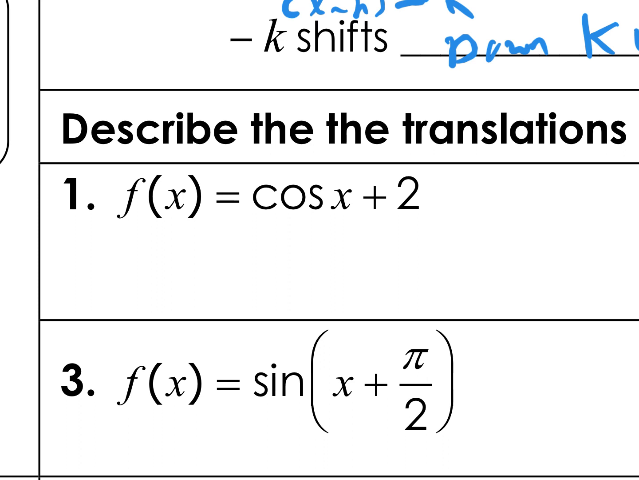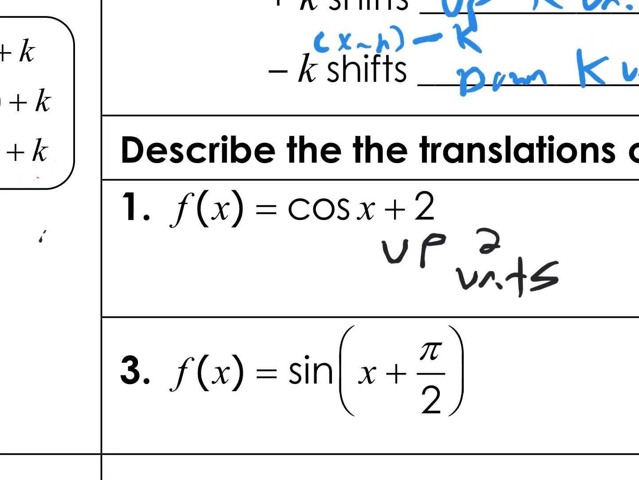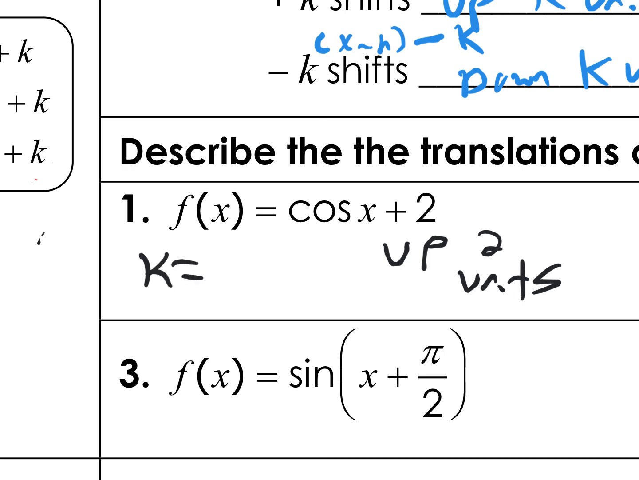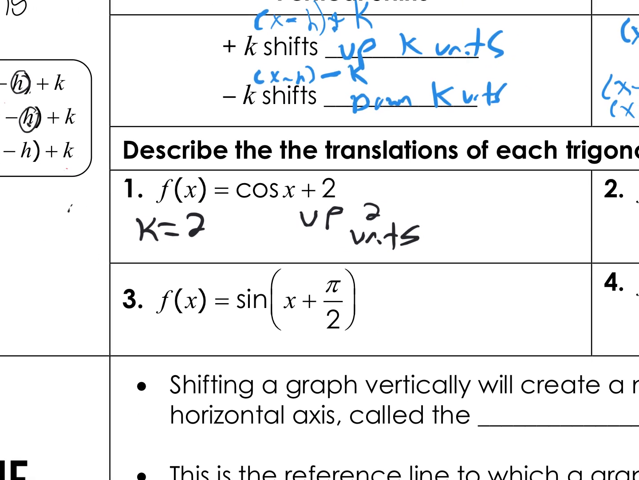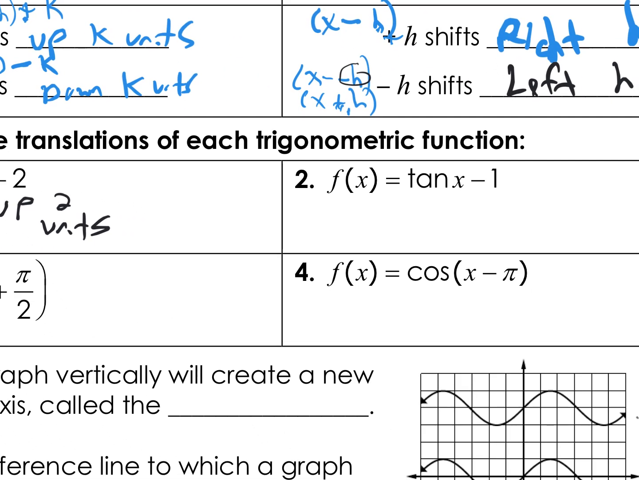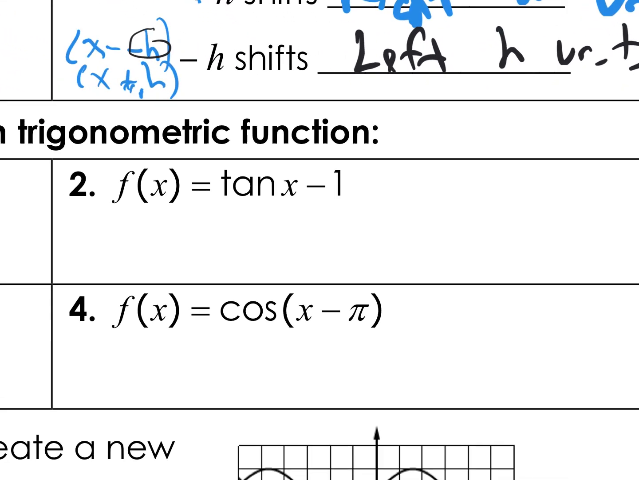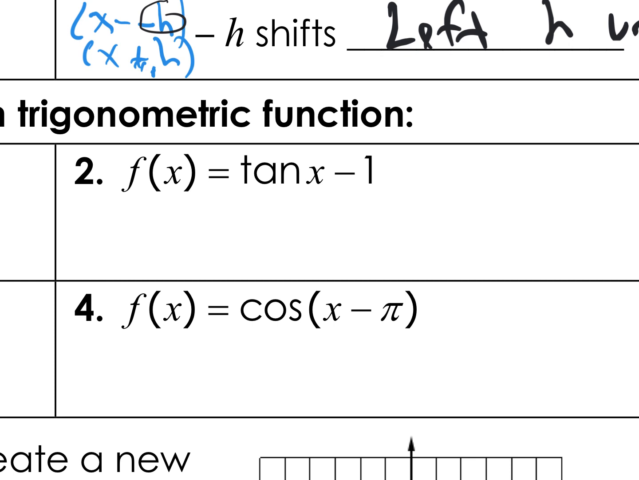That's it. I'm a genius. Up 2 units, because k is 2, right? Good job. Who was the genius? Caleb was? Shout out to Caleb then. Yeah, I finally actually paid attention. Now, look at number 2.